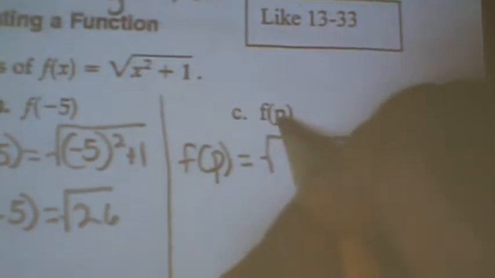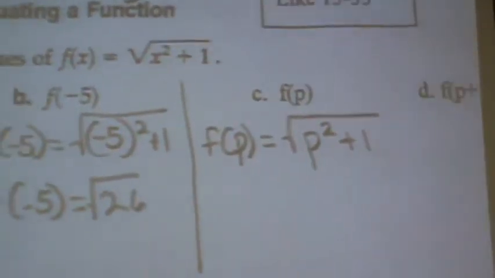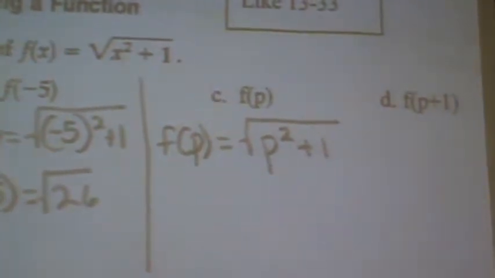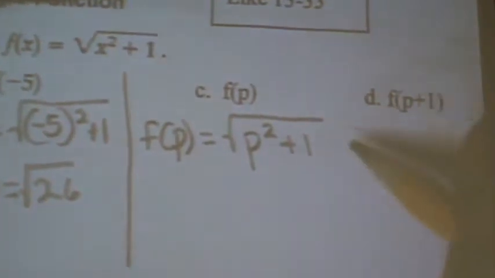Okay. How about f of p? What would you write? F of p. So you're going to put p in for x. So it'd just be p squared plus 1. So when they give you another variable, it's literally the same problem, you're just putting that variable in. Right.